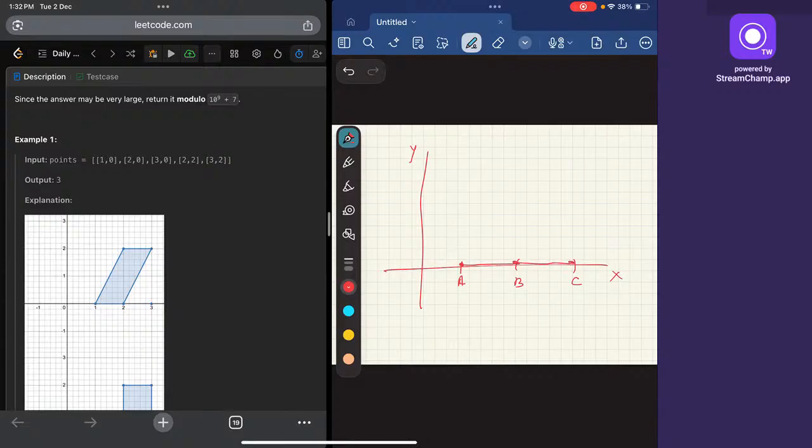And then (2,2). Let's assume this is 1 and this is 2. We have a point at (2,2), and this is D, and another at (3,2). Okay, and we need to join four points.